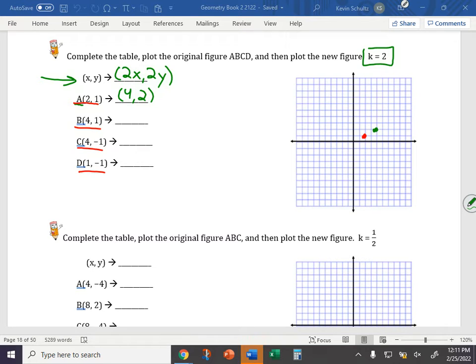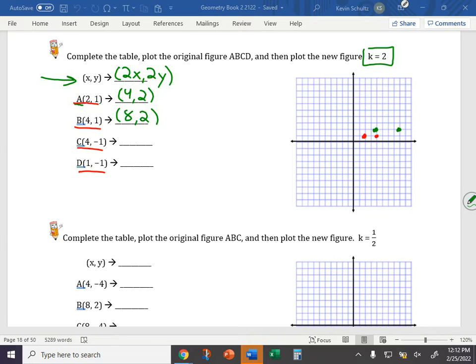Point B is at 4, 1. I'm going to plot that point right there. 4, 1. And what is the ordered pair of my new figure going to be after applying that scale factor to 4, 1? Excellent. Multiply 4 by 2, multiply 1 by 2, and we get 8, 2. So I'm going to go all the way over to 8 and 2 and plot the point.